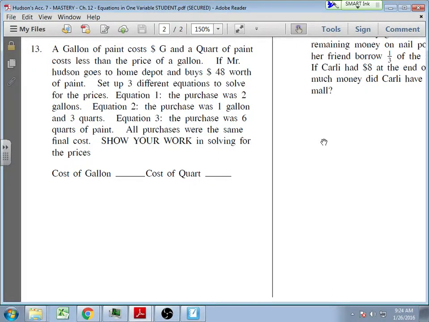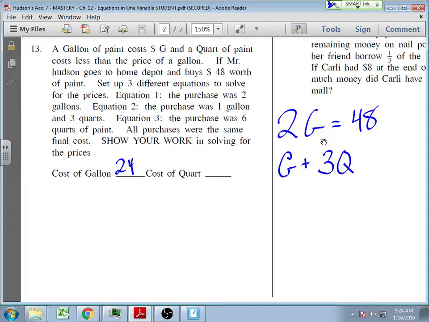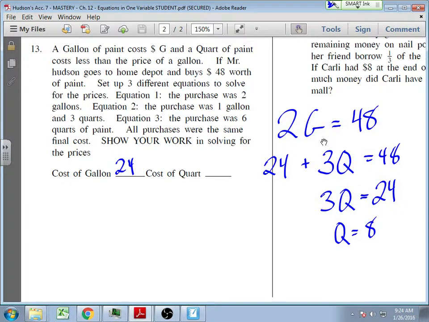So with equation 1, 2 gallons will equal $48. Most of us figured out, okay, the cost of a gallon is 24. Setup number 2 was 1 gallon, so just G, plus 3 quarts, which has to have a different variable. But since you already figured out the cost of the gallon, you know that this is actually 24 plus 3Q equals 48. 3Q is going to be 24, and you should get that the cost of a quart is $8.